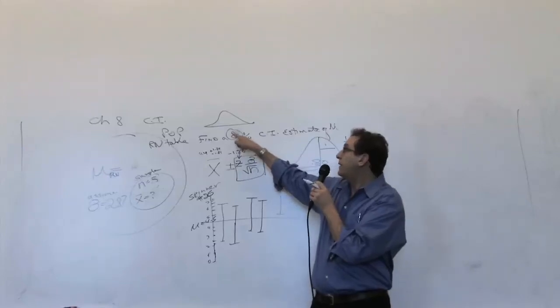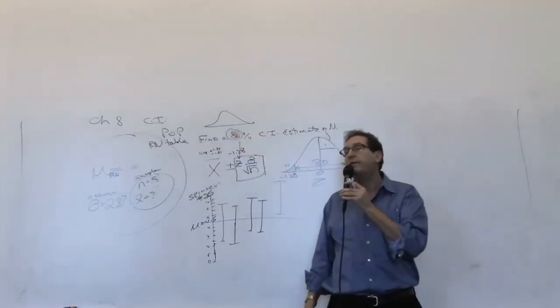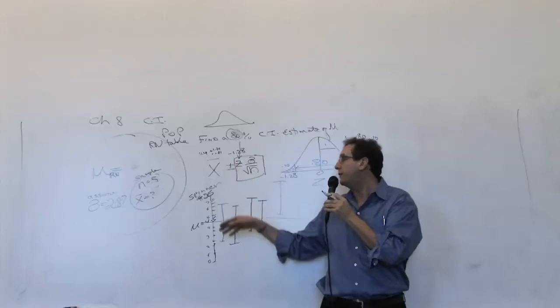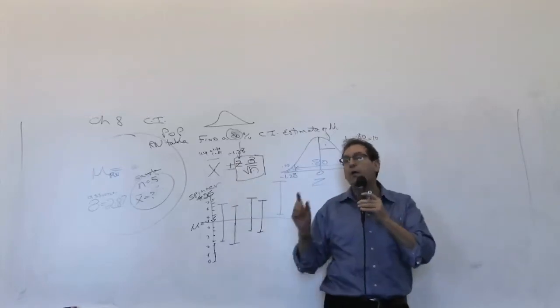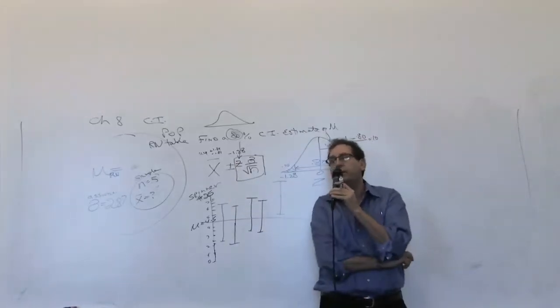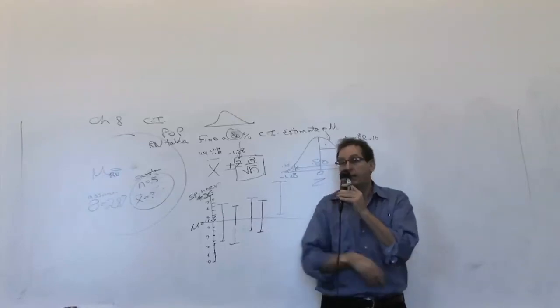It's 95%. But what's the downside of making it 95%? If I say I don't want to be 80% confident, I want to be right 95 out of 100 times. What do you have to change here to be 95% confident? What can you change? David, you're saying?